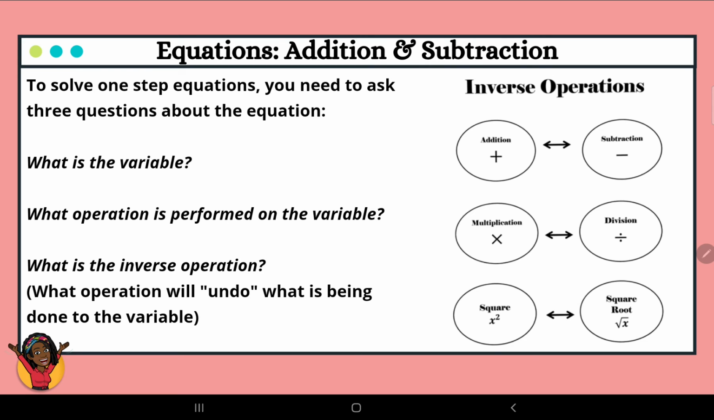To solve one-step equations, we need to ask ourselves these questions. What is the variable? What operation is performed on that variable? And what is the inverse operation? If we are dealing with addition, the inverse is subtraction. If we're dealing with subtraction, the inverse is addition. For multiplication, the inverse is division, and for division, the inverse is multiplication. If we're squaring a number, the inverse is to take the square root, and if we're taking the square root, the inverse is to square it.